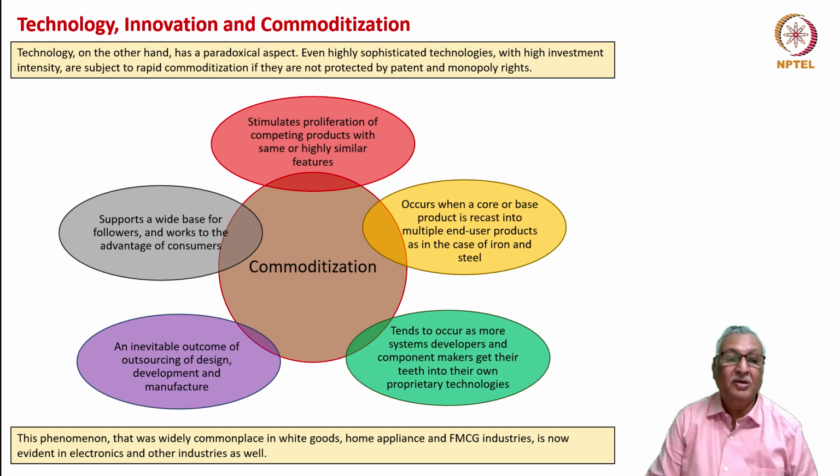Commoditization is an inevitable outcome of outsourcing of design, development, and manufacture. It supports a wide base for followers and works to the advantage of consumers. This phenomenon of commoditization was widely commonplace in white goods, home appliance, and FMCG industries because the patent barriers there are by and large lower. However, this is now evident in electronics and other industries as well.